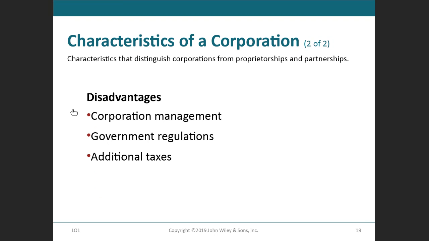The disadvantage is corporation management. So it's listed as an advantage and this is a disadvantage. Why is it listed as a disadvantage? Because it requires a lot of resources, right? It requires a lot of resources. So you have to pay people to manage the company affairs because there are a lot of administrative affairs that you would not have if the corporation was not there. Okay?